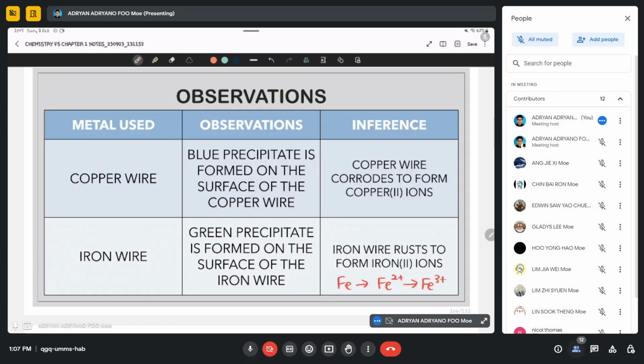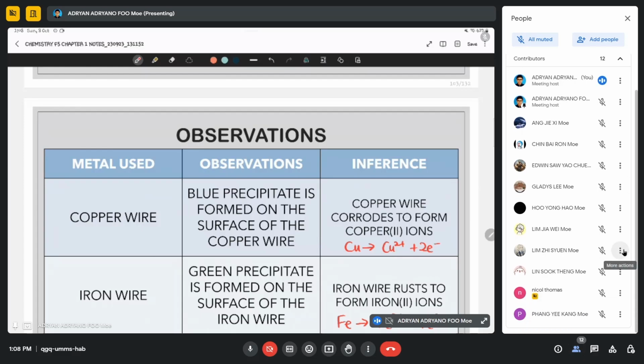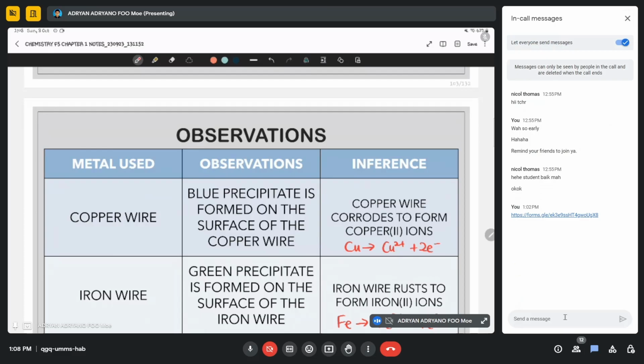Fe 一定变成 Fe2+ then Fe3+. It is a process. Copper wire corrodes to form copper 2 ions. If I ask you to write the half equation that occurs in this reaction, 我就可以写: Cu becomes Cu2+ plus 2 electrons. That's it. This is the half equation. Remember, whenever 我提到 half equation, meaning that 我要看的是 electron, ion, those kind.